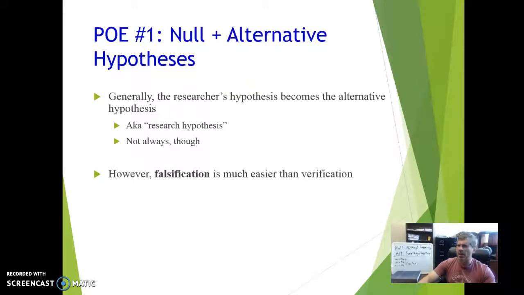So why does the test revolve around the null hypothesis? Why aren't we trying to support what we actually think is happening, and instead the test goes around the opposite of that, the opposite of what we expect is happening, that null hypothesis? Here's the reason why.